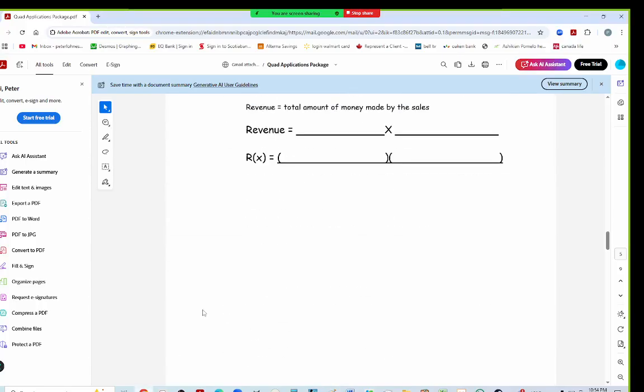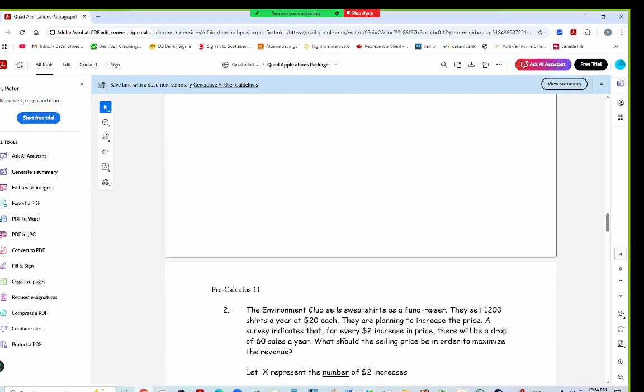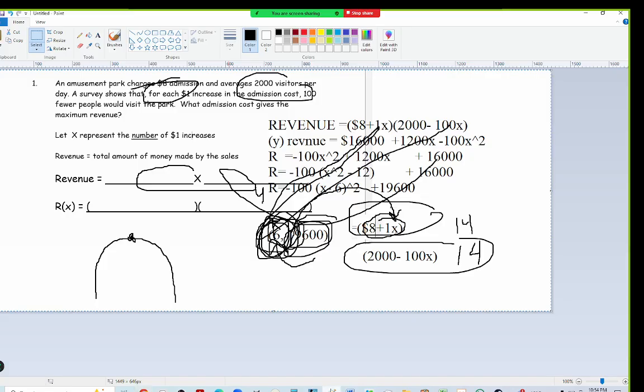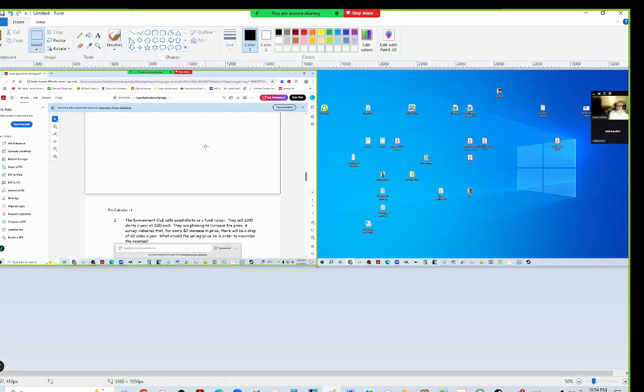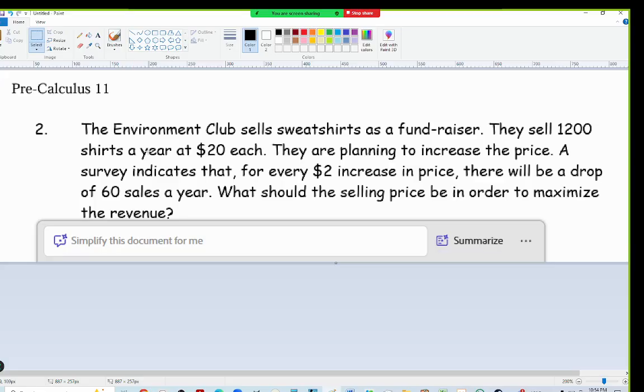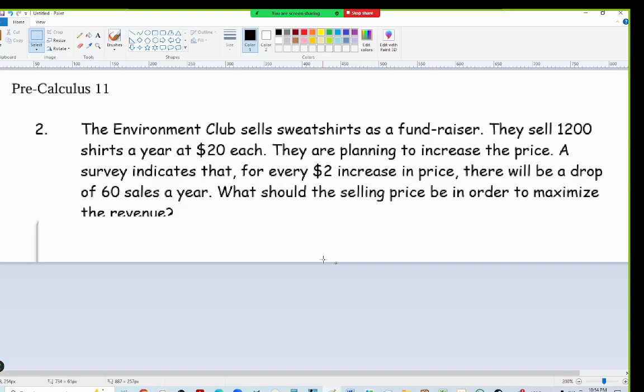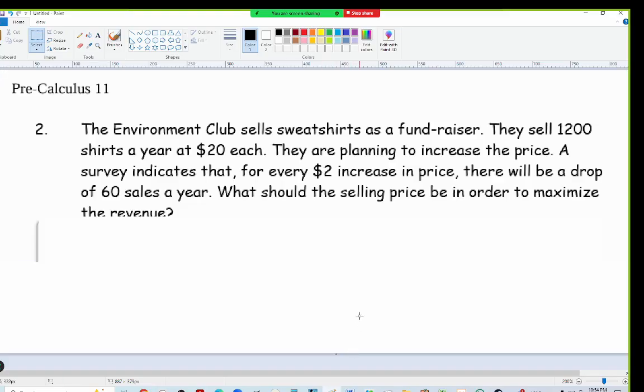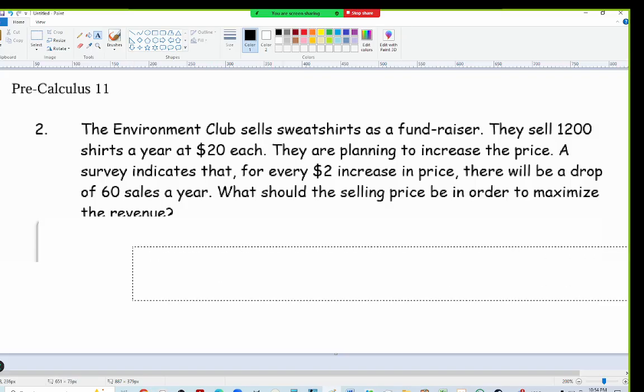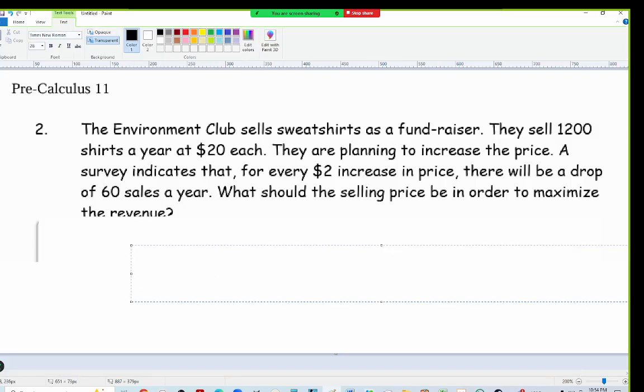Right. Always. Tell me how to read this question for me. Hang on. Middle club sells sweatshirts as a fundraiser. They sell thousands of them a year at $20 each. They're planning to increase the price. A survey indicates that for every $2 increase in price, there will be a drop of 60 a year. What should they say?